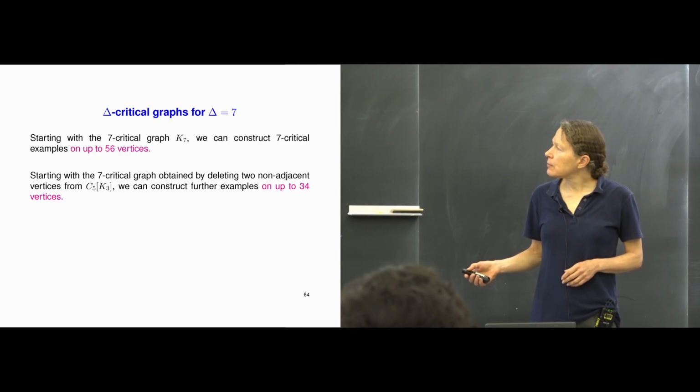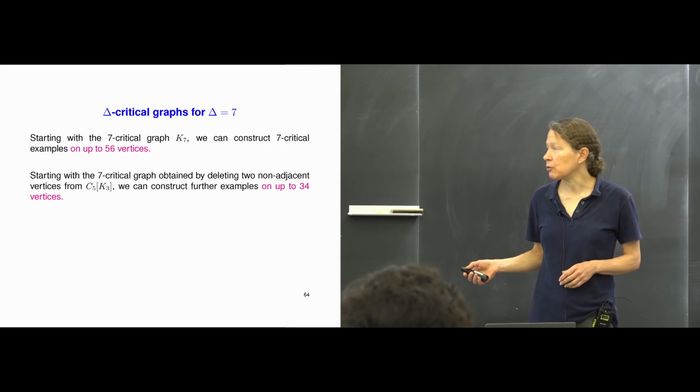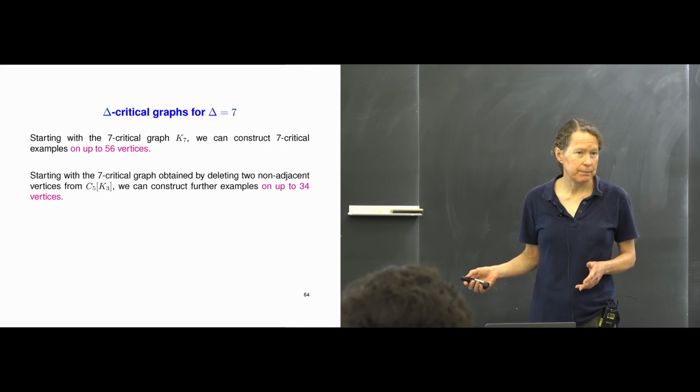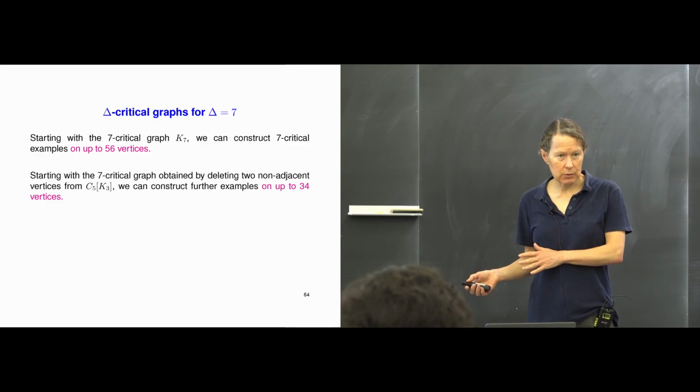There's another 7-critical graph, which is actually a subgraph of that C5 + K3 thing that I showed you, which is also 7-critical, and it has some vertices of degree 6, and you could do that, and you could get some more examples up to 34 vertices, but then you get stuck. And here again, we don't actually know any other examples.